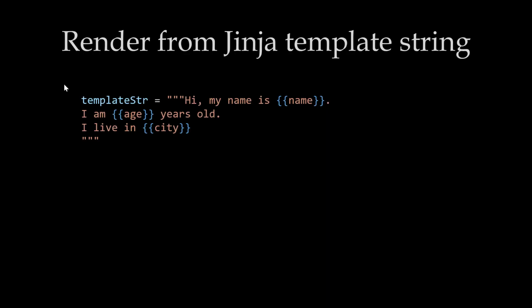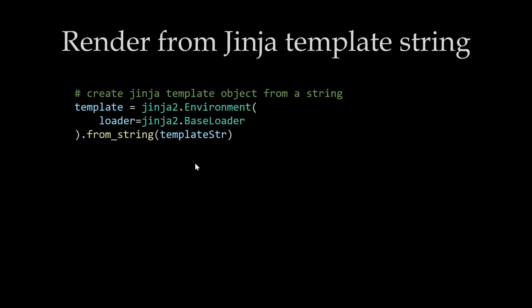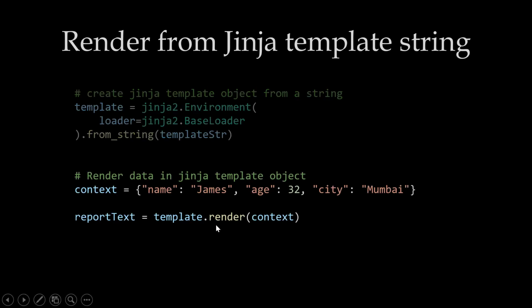Alright, in Python code, let's try to implement Jinja templating. First, let's take a string which is a Jinja template. Now I want to substitute values into this Jinja template. First, you create a template object. So first you write import jinja2 in your Python code and create an environment, jinja2.Environment, and since you are using Jinja from a Python string, you can write loader equal to jinja2.BaseLoader, and from_string the template string which you have declared just now. So from the template string you have created a Jinja template object, and now just render a dictionary with the variables in this Jinja template object.